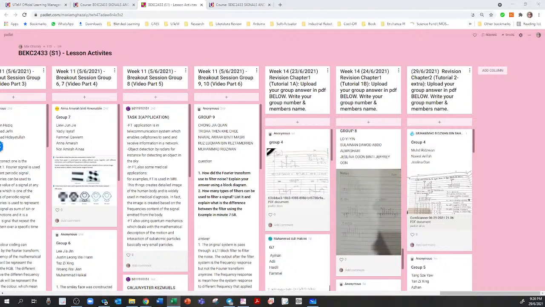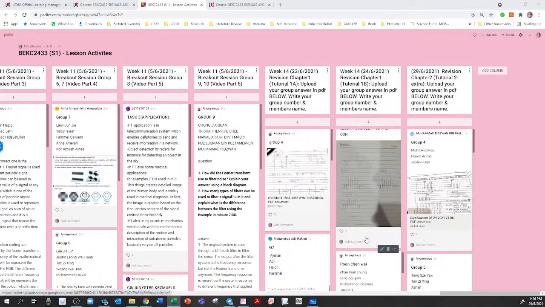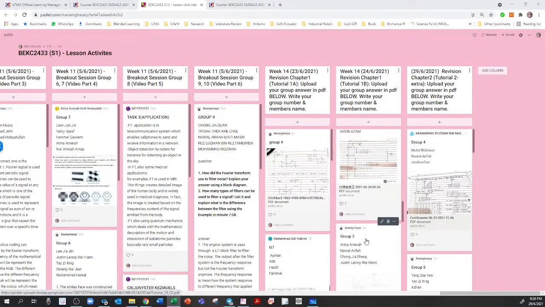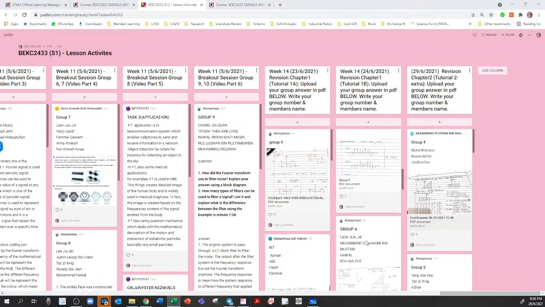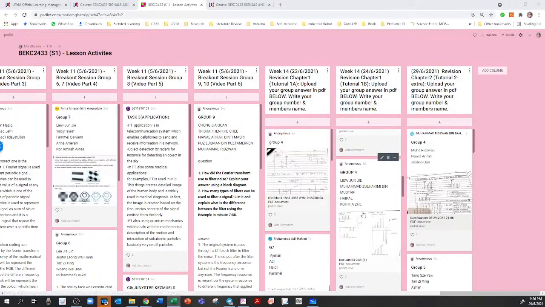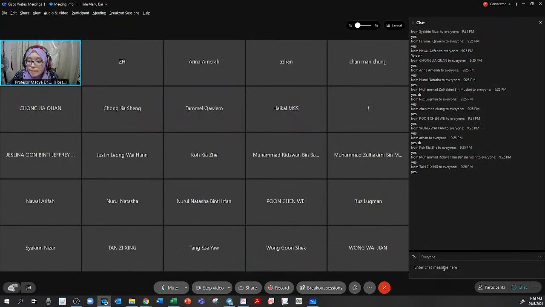Earlier, was it Tan Zihui who answered? Yes, me. Okay, Tan Zihui. Group 4, where is group 4? Okay, group 4 is here, wow, many people, 5 people. Okay, let me just check in the chat. Okay, everyone is here? Yes.